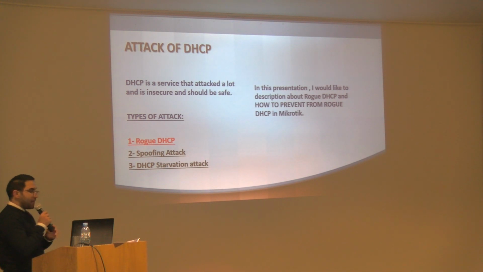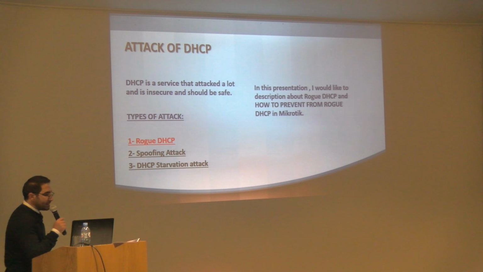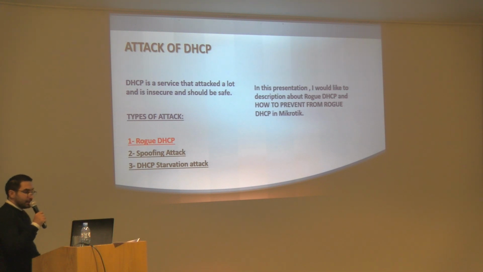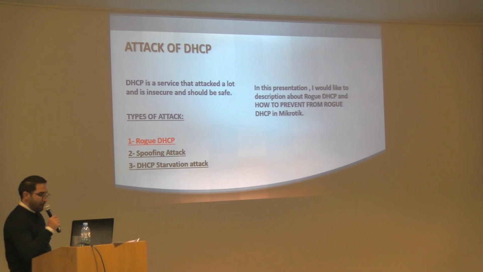DHCP is an unsafe and insecure service in a network and should be trusted carefully. And the DHCP server is very much attacked. The types of attack in DHCP are DHCP spoofing, rogue DHCP, and Trojan DHCP.